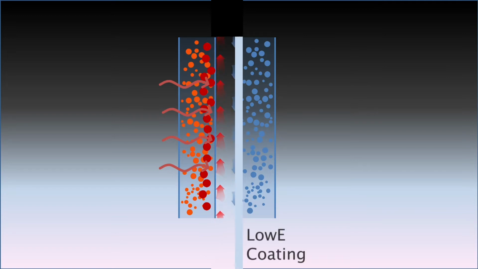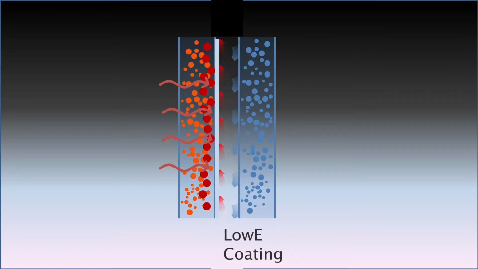To impede this upward flow, we keep the airspace narrow, less than 1/2 inch. Second, infrared energy will radiate across the airspace to the cooler outer pane of glass. To prevent this, we add a low emissivity coating that blocks this outward flow. This reduces this outward heat radiation by about half. This coating also allows the visible and ultraviolet radiation from the sun to pass through into your home.